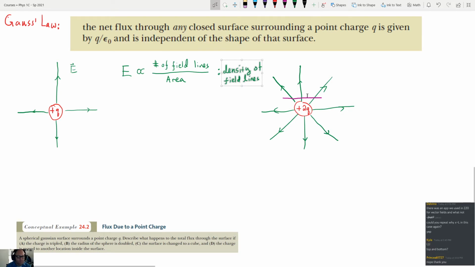Now that's one way of talking about it. You could also say, well, what's the point of doing that? Because we already know that the closer you get to the charge, the bigger the field is. That's a stupid thing to talk about, right?